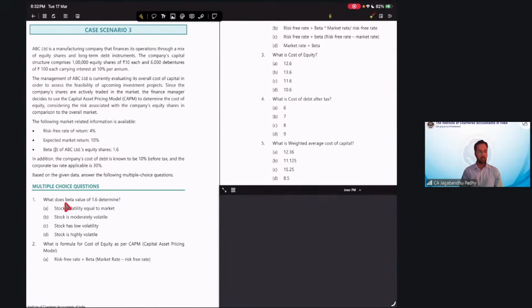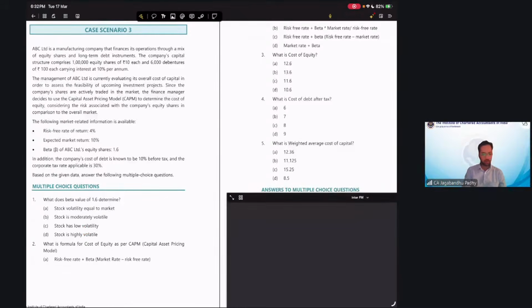Now, first up, what does the beta value of 1.6 mean? When you say beta value of 1.6, it means your stock is 1.6 times riskier than the market. So we can say the stock is volatile. Is stock volatility equal to the market? No. Is the stock moderately volatile? No, the stock has got high volatility. We can definitely say the stock is having a higher volatility because when you say beta 1.6, it is 1.6 times or 60% more volatile than the market.